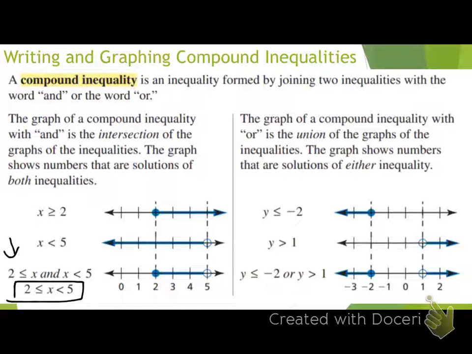Does that make sense? And like I said earlier, or will never be written like this over here. It'll always be written with your two inequalities and the word or between them. It'll always, always, always be written like that. Okay?